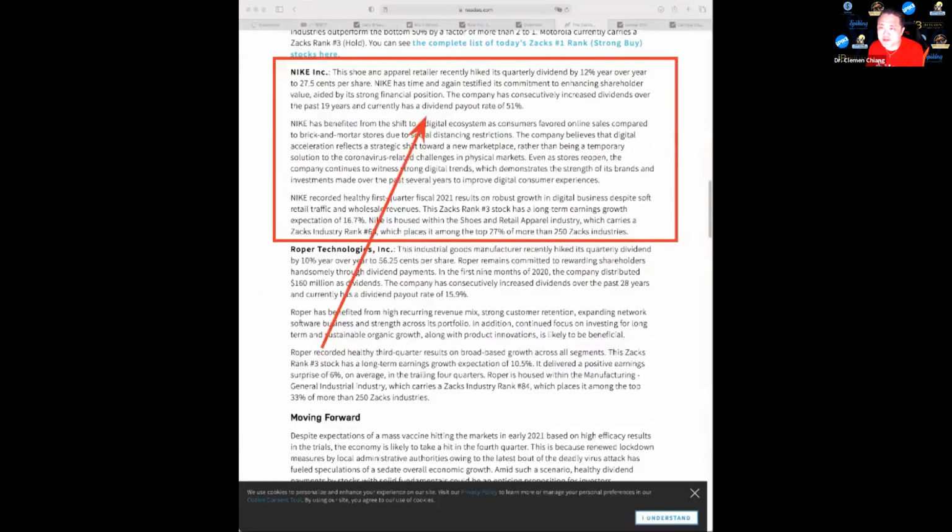Okay, I'm looking for my ultimate reason. So there's a dividend payout rate of 51%, all right? Shift to a digital ecosystem, that's good. Online sales. Believe digital acceleration reflects the strategic shift, even as stores reopen, the coming economic weakness, strong digital trend. Okay, so far so good. And digital, robust growth in digital business despite soft retail traffic and wholesale revenue. Okay, so Nike is housed with shoes and retail apparel industry carries a Zacks rank. Okay, so not very specific yet.